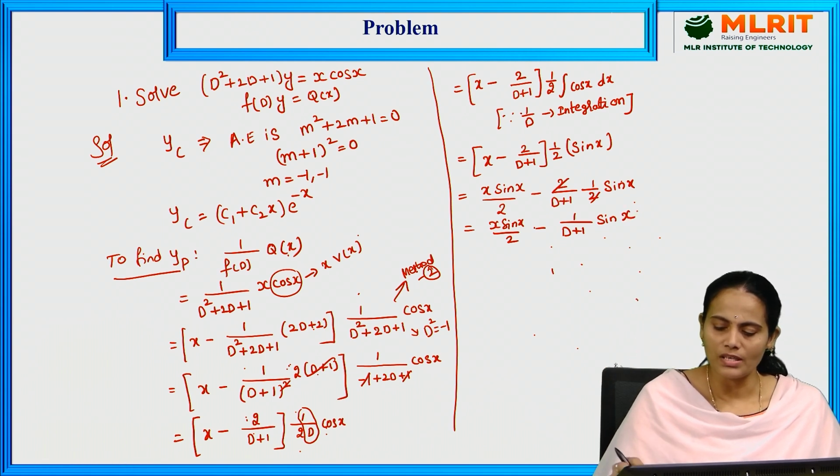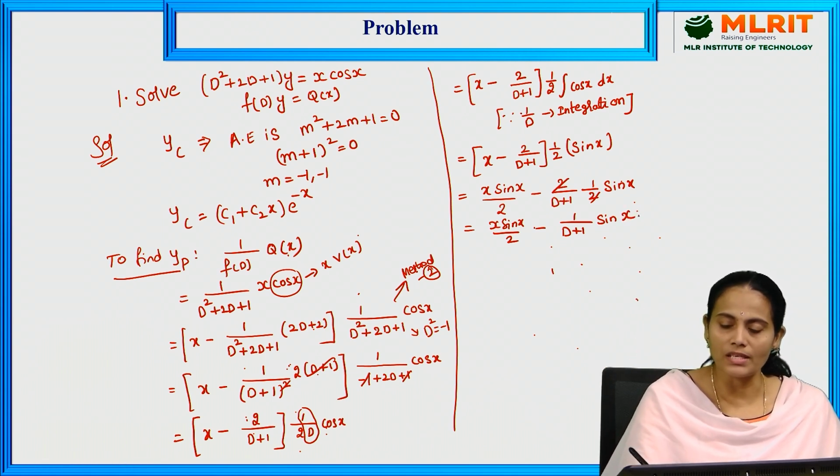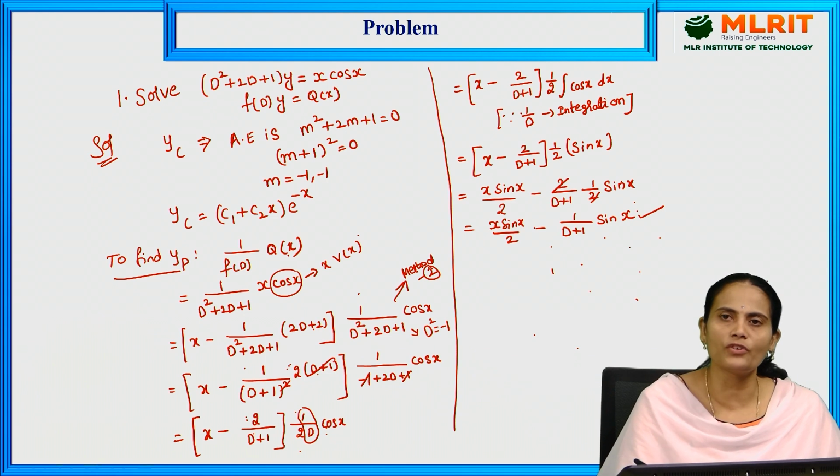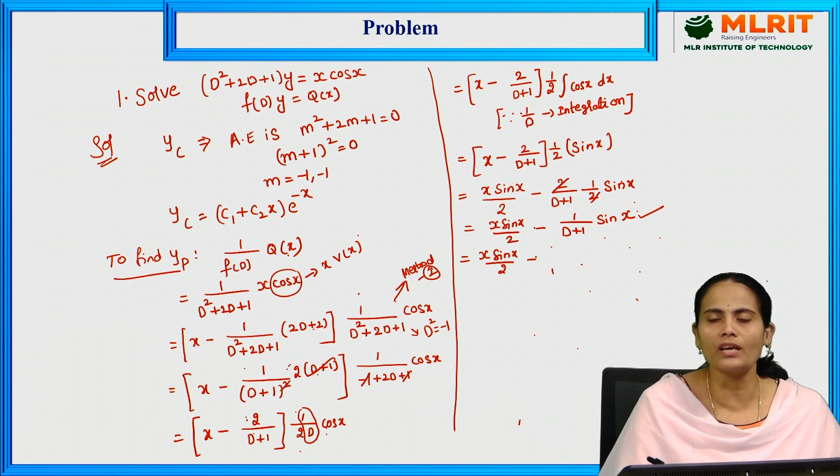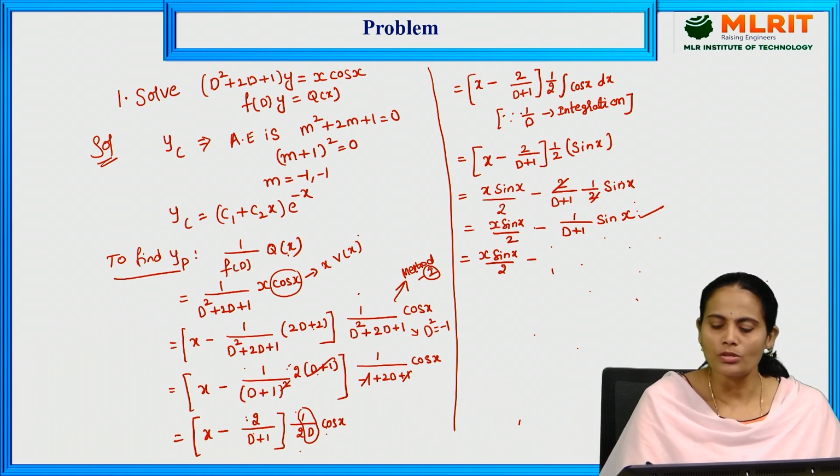So now see the second term. This is the second term. For the second term, again we have to use the method 2. x sin x. The method 2 is, what's the substitution to take? d square is equal to minus a square. So here the a square value is 1. The d square is minus 1. But here in the denominator, we don't have the d square.